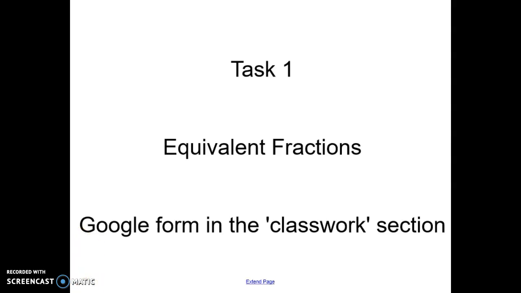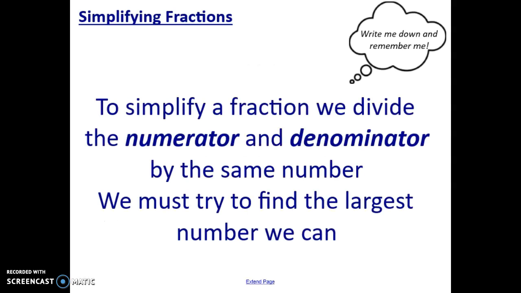Now we've had a look at equivalent fractions, we also need to look at how we simplify fractions. You might want to write this down somewhere because you need to remember it. To simplify a fraction, we must divide the numerator, the number on the top, and the denominator, the number on the bottom, by the same number. We must try to find the largest number that we can.